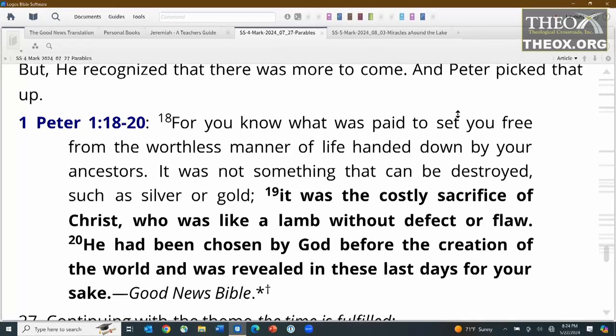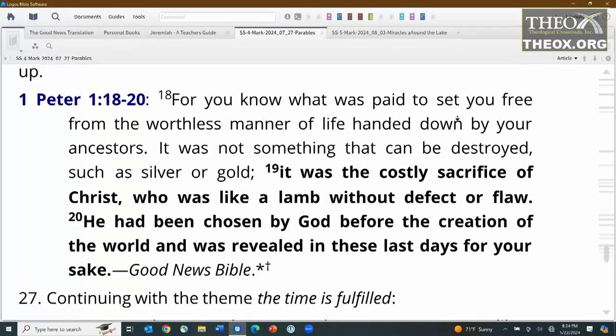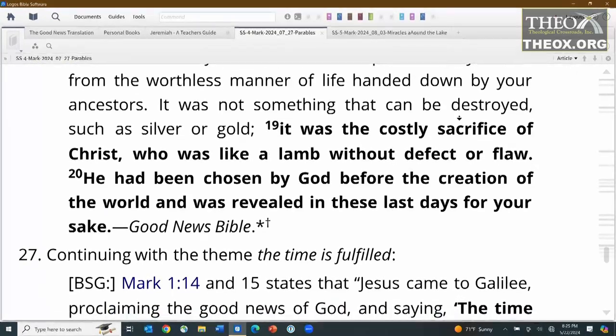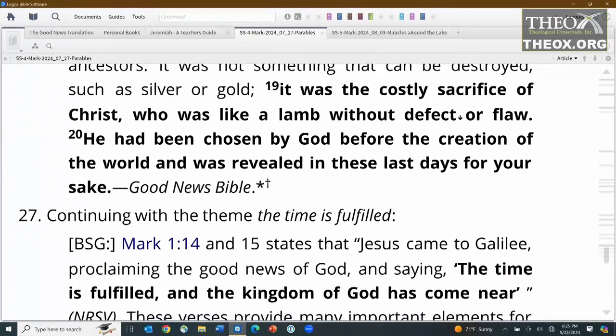picked that up. In 1 Peter 1:18 to 20, for you know what it was paid to set you free from the worthless manner of life handed down by your ancestors. It was not something that can be destroyed, such as silver or gold. It was the costly sacrifice of Christ, who was like a lamb without a defect or flaw. He had been chosen by God before the creation of the world and was revealed in these last days for your sake. Good News Bible. Okay, so the time being fulfilled, what more do we know about that?